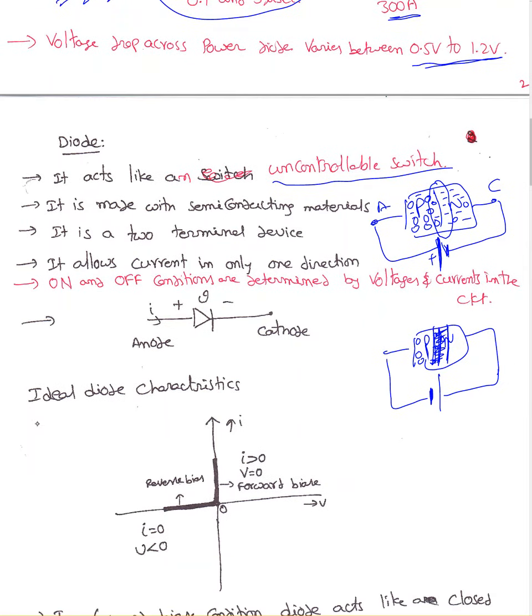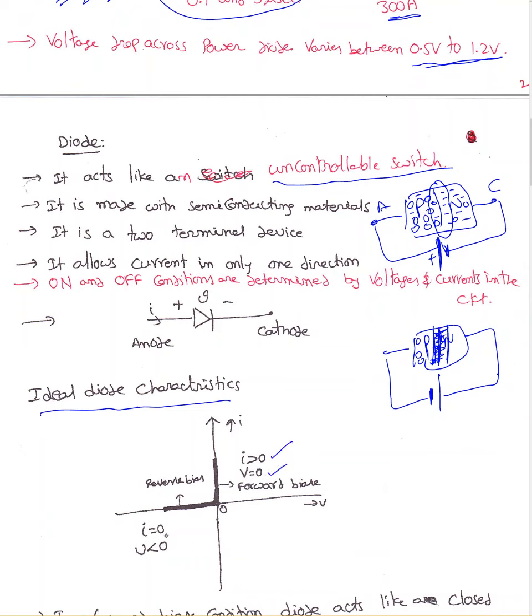When it comes to the ideal characteristics, this is the VI characteristic of a diode. In the forward biased condition, the voltage drop equals 0 and I must be greater than 0. In reverse biased, I equals 0 and voltage must be less than 0. This is the ideal case. When it comes to the practical case, as I mentioned, a forward biased diode will act like a closed switch.